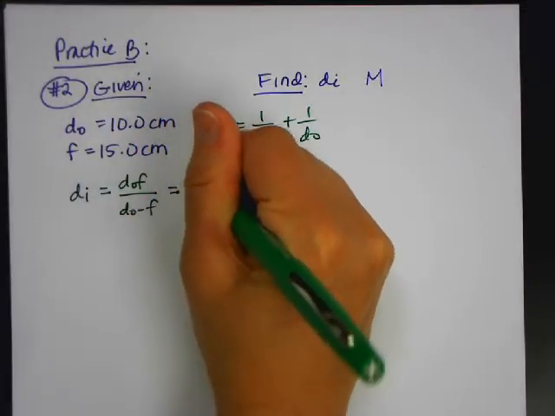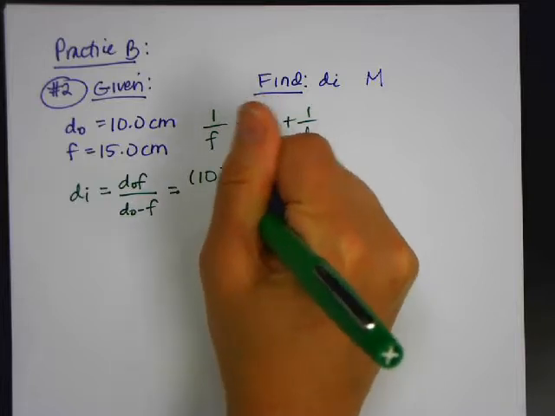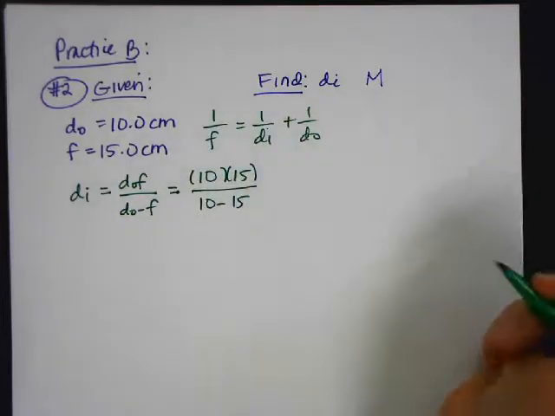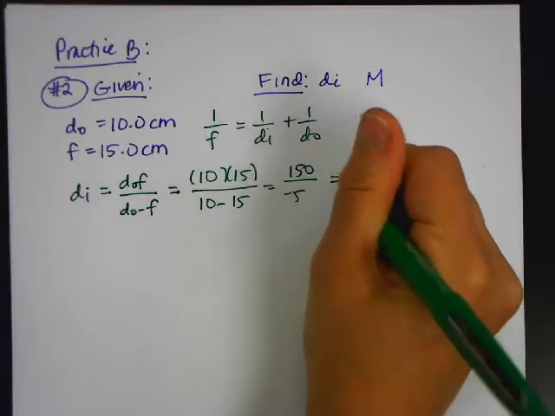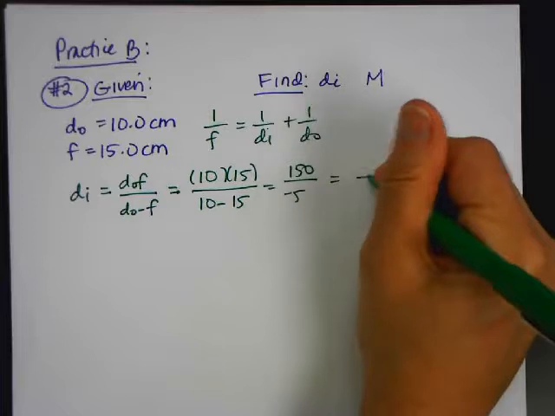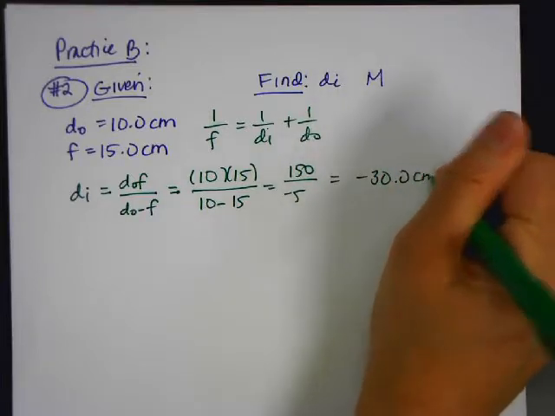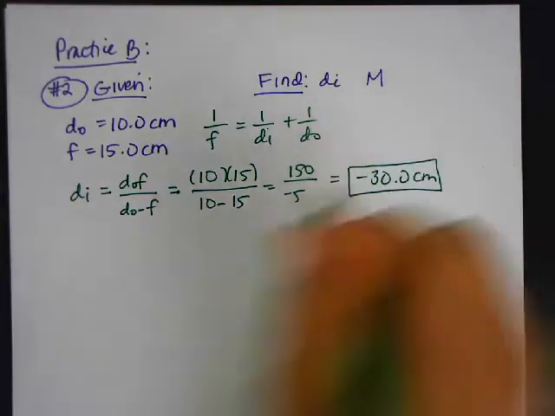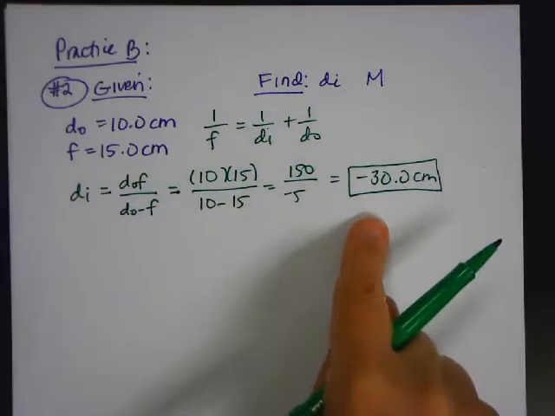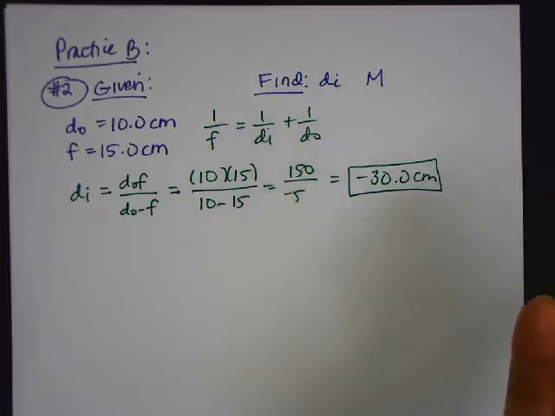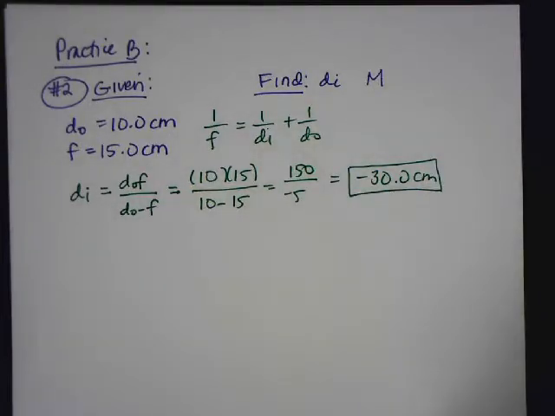So now we have 10 times 15 over 10 minus 15. So 10 times 15 is 150, and this is minus 5. So 150 divided by negative 5 is negative 30 centimeters. I don't even need a calculator. Now, when you're taking a test, don't just press the buttons on the calculator. We all make mistakes, I make mistakes too. So you can do mental math. I did that in my head because those numbers were easy enough.